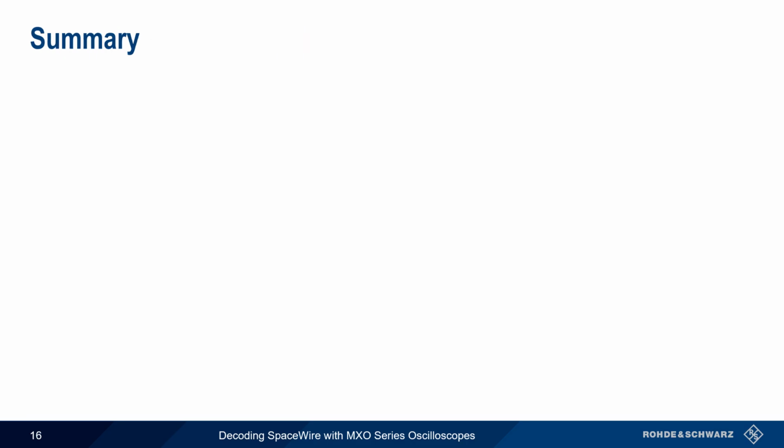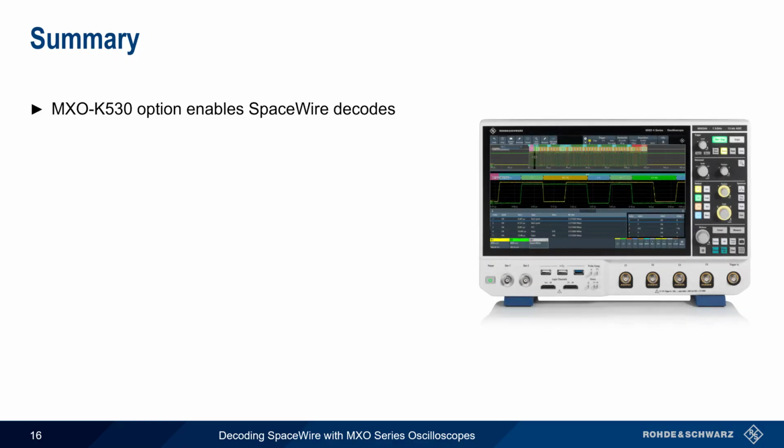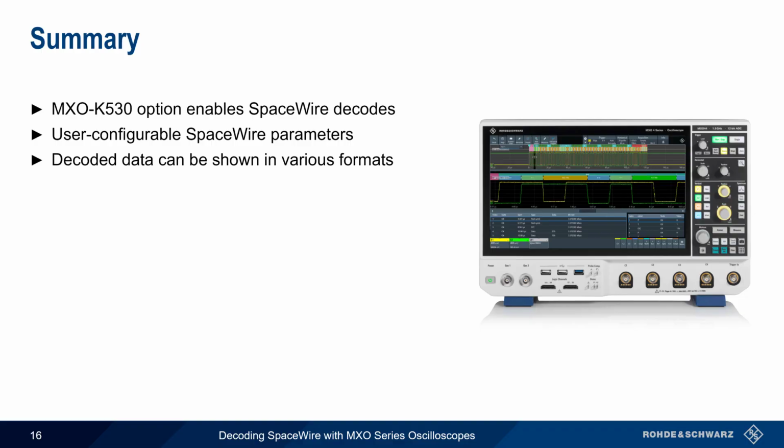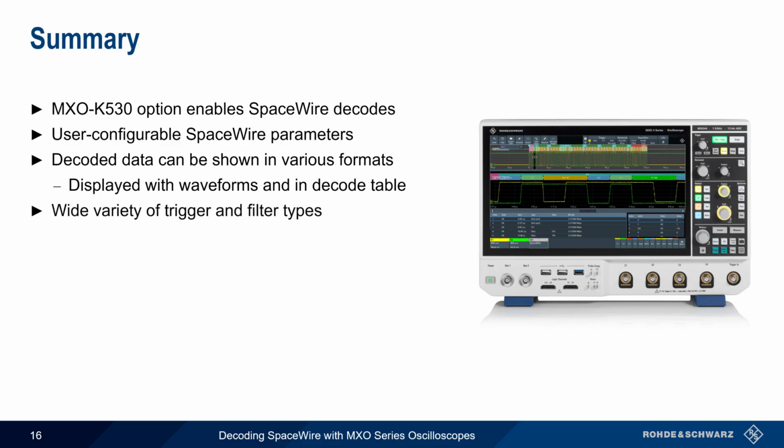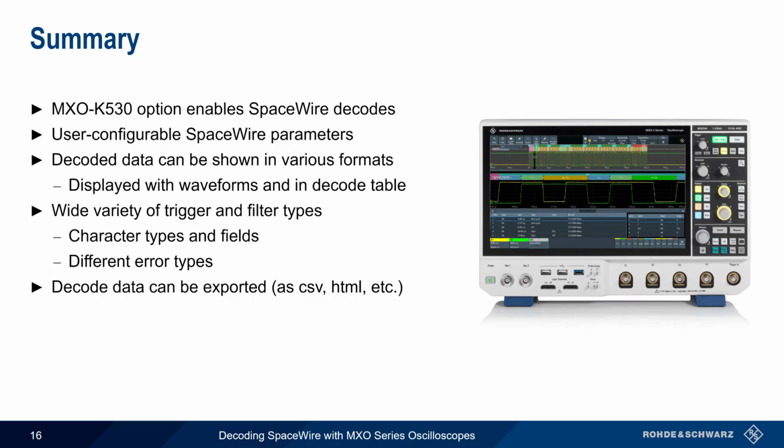Let's end with a brief summary. The K530 option enables SpaceWire decodes on MXO series oscilloscopes. All SpaceWire protocol parameters are user configurable, and decoded data can be displayed in various formats, with both the waveforms and in a decode table. The MXO also supports a wide variety of trigger and filter types, such as specific values or ranges of values in characters, and/or on different types of errors. Decoded data can also be exported as CSV, HTML, and a number of other formats.